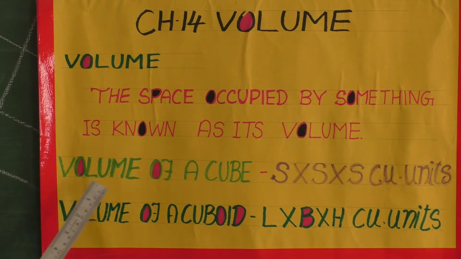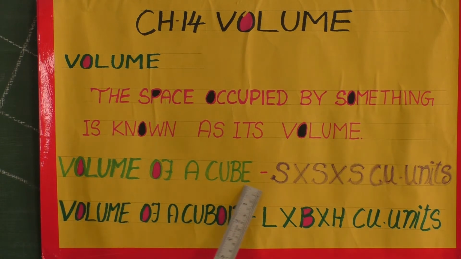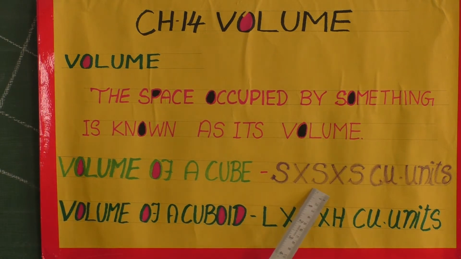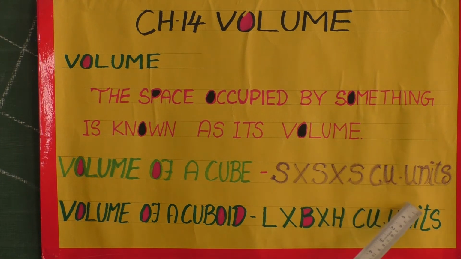So now here we are going to see the volume of a cube and the volume of a cuboid. We have formulas for the volume of a cube and the volume of a cuboid. We use the formulas, then only we can find the volume. Volume of a cube, the formula is S into S into S cubic units.